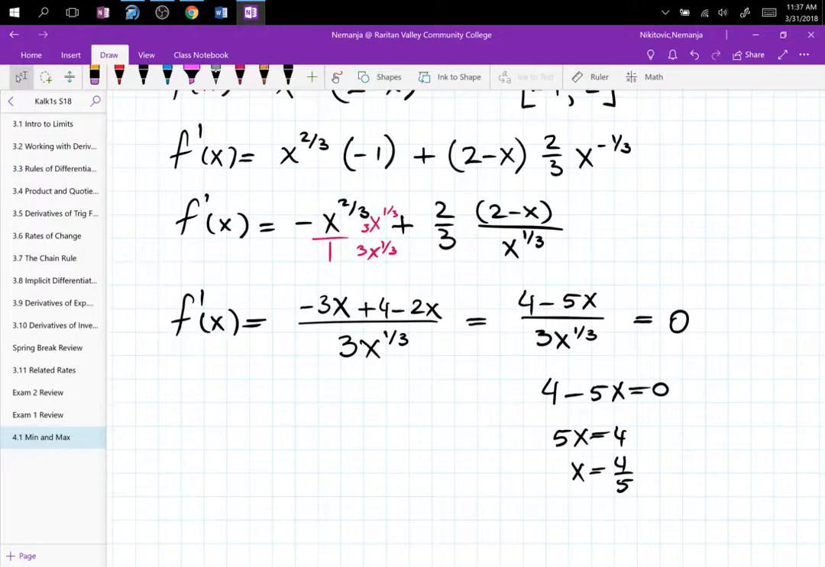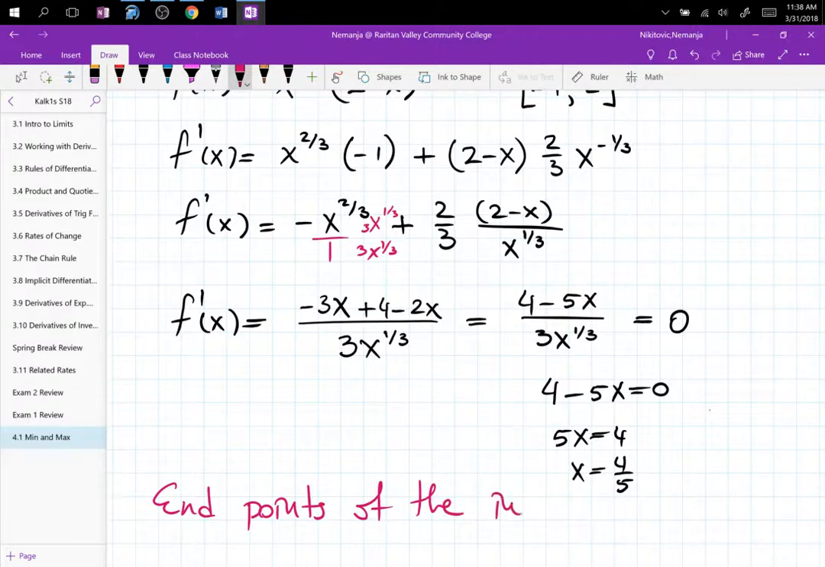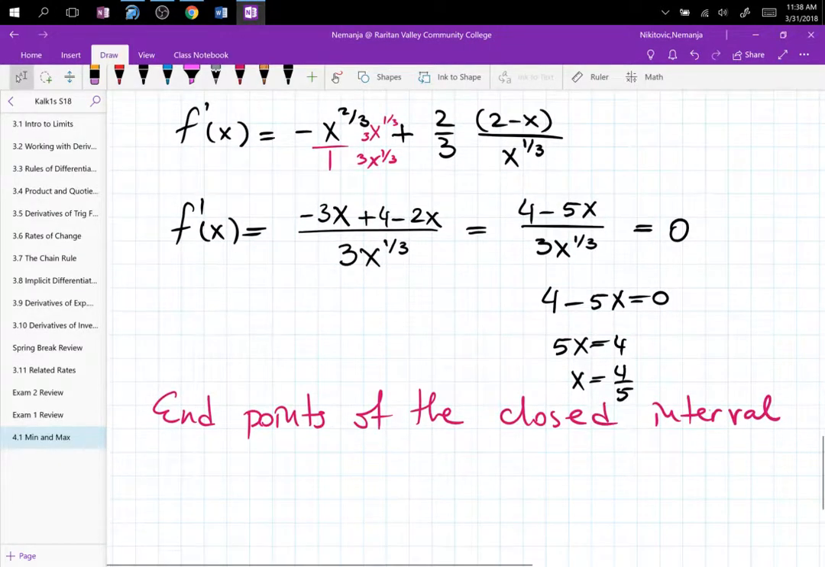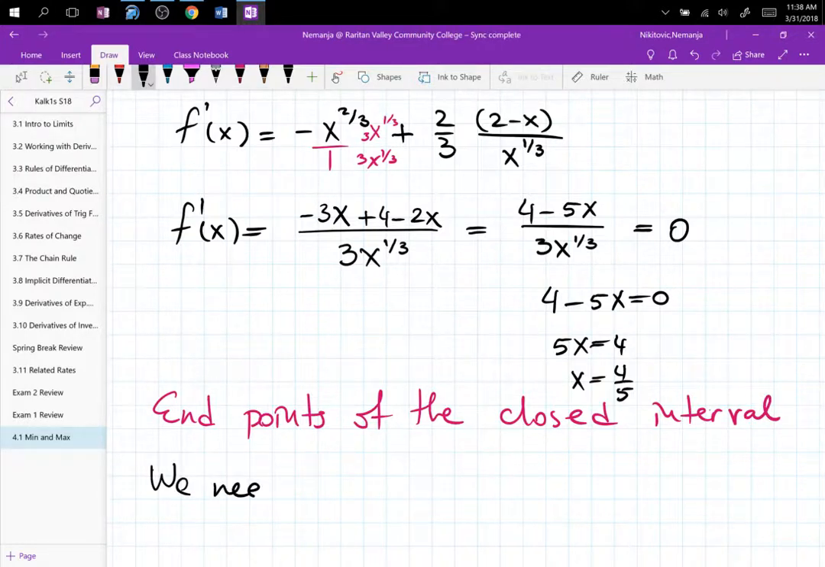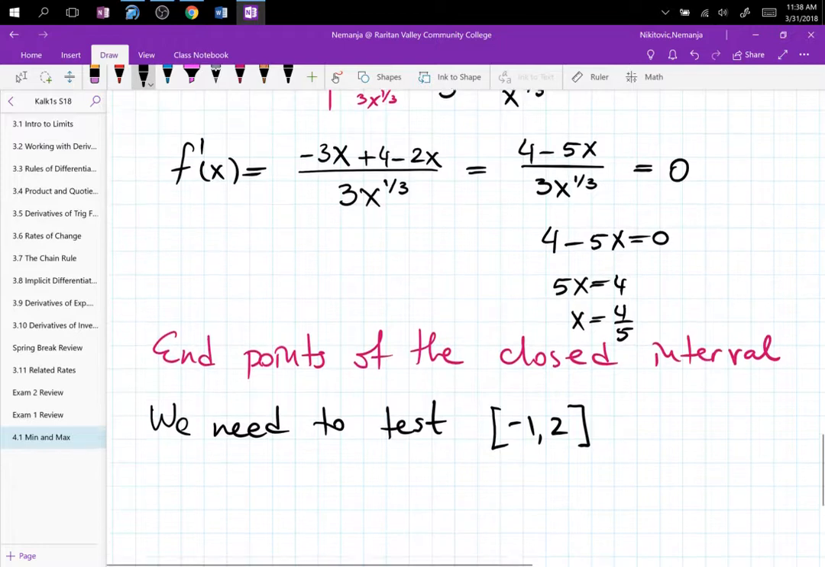What else did I want? Oh, yes, let's talk about the endpoints. Endpoints of the closed interval. So we need to test -1, 2. We found 4/5, right?